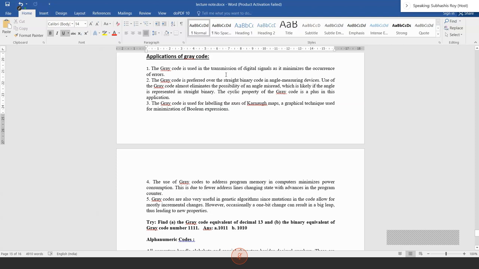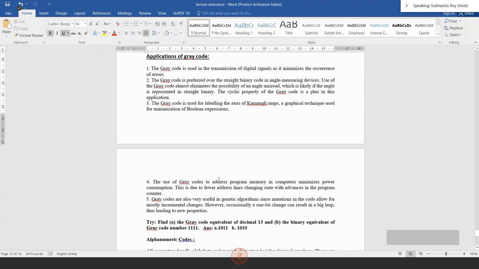Gray code is actually used in the transmission of digital signals, where it minimizes the occurrence of error, because only one bit will change, so the occurrence of error is always less. Gray code is preferred over straight binary code in angle measuring systems. This is a very useful method for angle measuring systems. Gray code is used for labeling the axis in Karnaugh map, which is used for graphical representation or for minimization of Boolean expressions. Gray code is also used as address in program memory in computers.